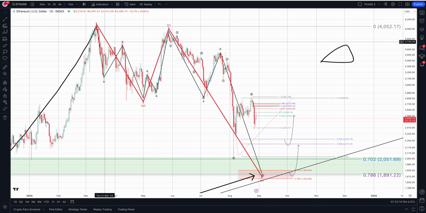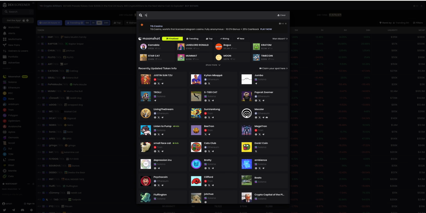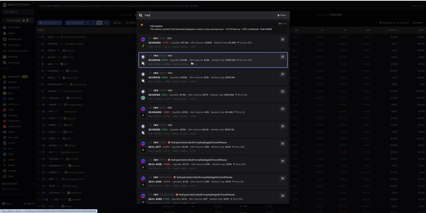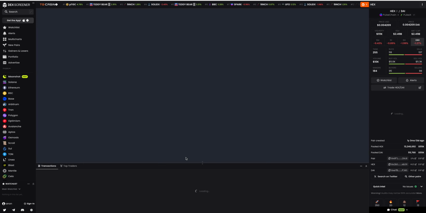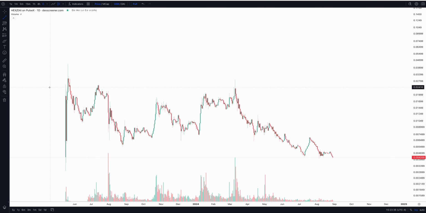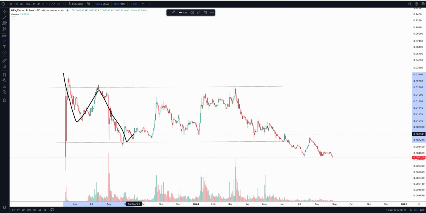Okay. Now, we can also take a look at HEX as well. We can take a look at pHex. So this is pHex over here. Okay, so this is pHex, and it's doing the exact same thing, right? This is your Wyckoff accumulation range. And then what you have is your 3-wave move down for your A wave, your 3-wave move up for your B wave, and now we're working on our 5-wave move to the downside for your C wave.